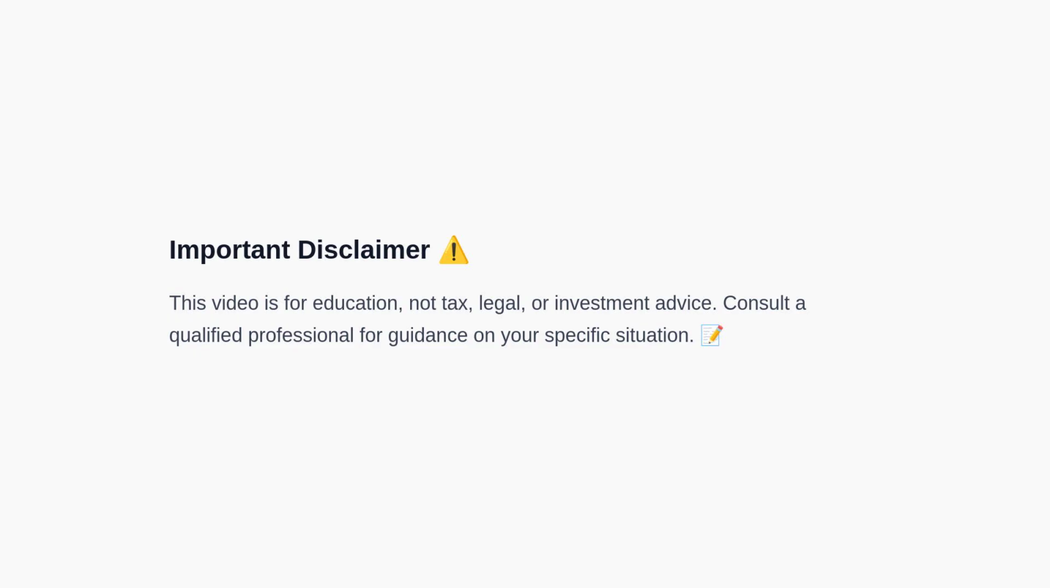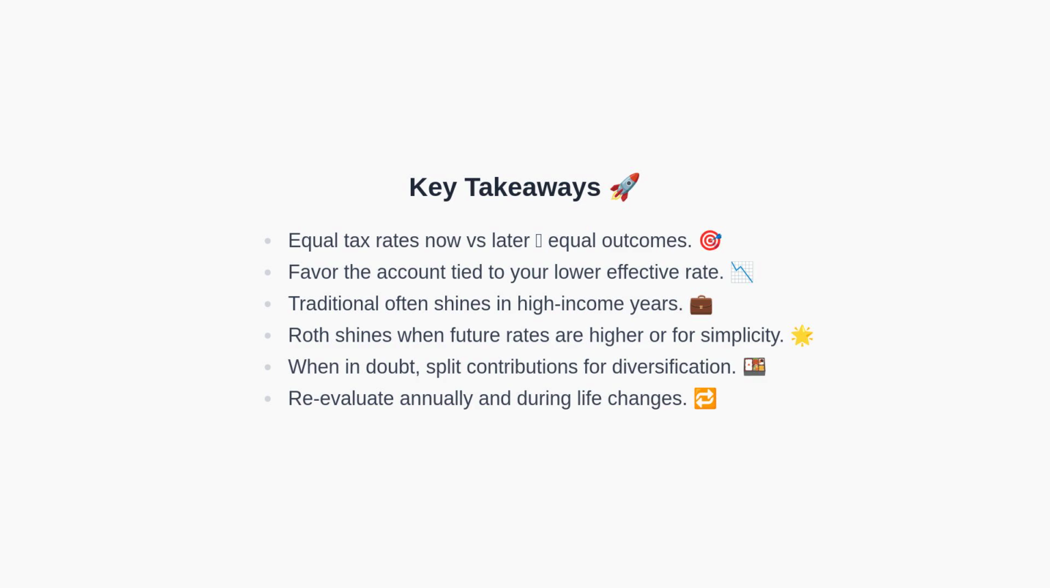With that in mind, let's reinforce our key takeaways. Here are the key points. First, if your effective tax rate is the same now and in retirement, the outcomes are equal. Second, favor the account that aligns with your lower effective rate. Third, traditional contributions typically shine in high-income years. Fourth, Roth is compelling when you expect higher future tax rates or you value simplicity and tax-free withdrawals. Fifth, if you're unsure, split contributions to diversify tax treatment. Finally, revisit your approach annually and after major life changes.